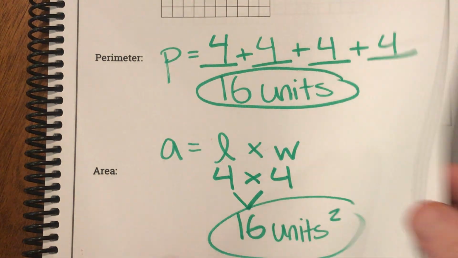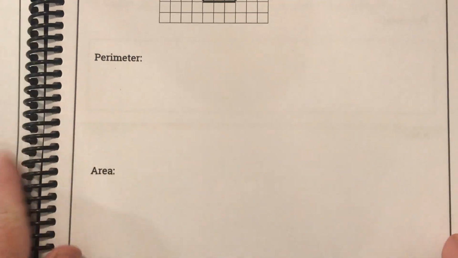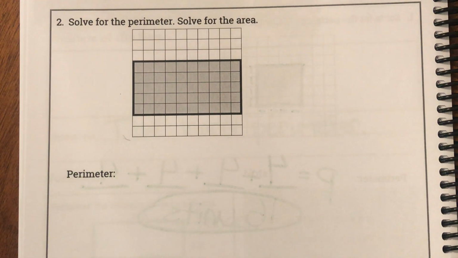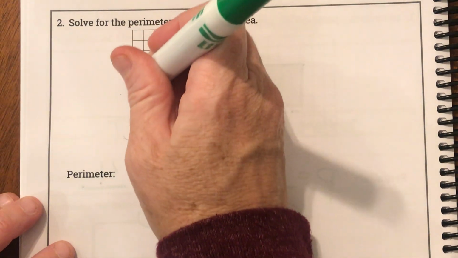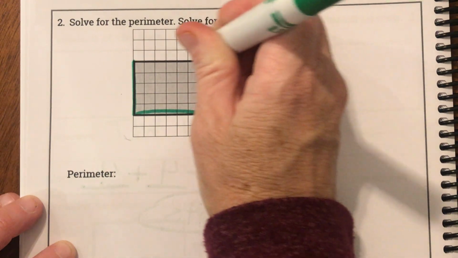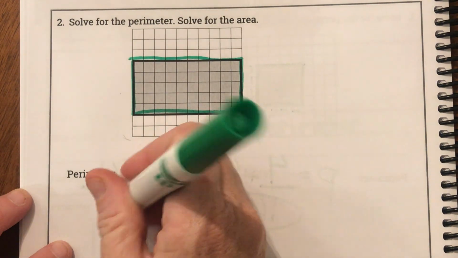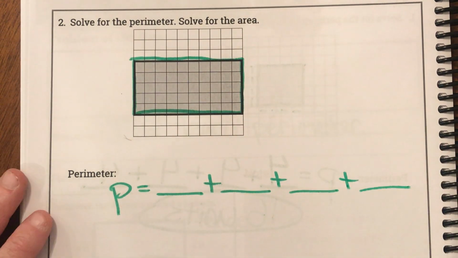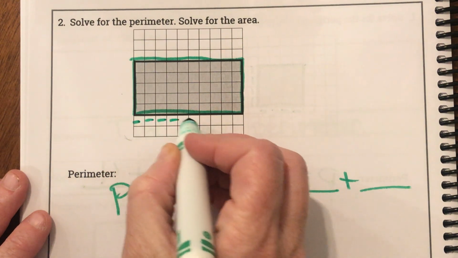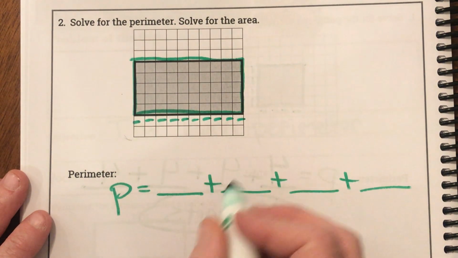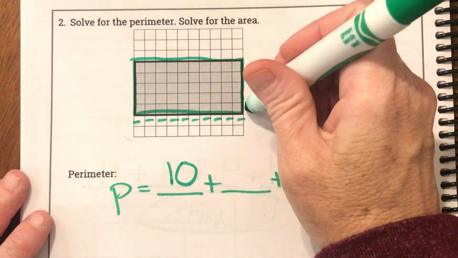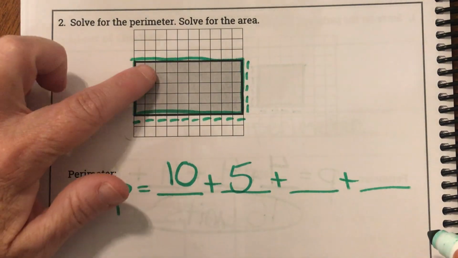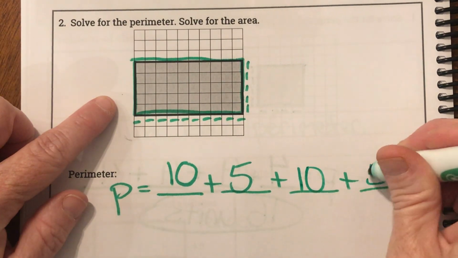Okay, let's turn the page to page 105 and try another one together. It says solve for perimeter and solve for area. So perimeter is my fence. Because there's 4 sides, I know I need to add 4 numbers. My first side is 1, 2, 3, 4, 5, 6, 7, 8, 9, 10. My next side is 1, 2, 3, 4, 5. And then that means this one is 10 and this one is 5.